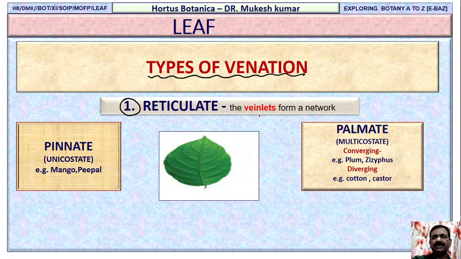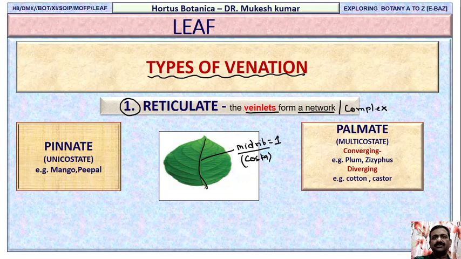In reticulate venation, the veinlets form a network. They form a complex structure. The complexity of veinlets is there. See, this is the given diagram of your NCERT. What you find here is the midrib. When we talk about their number, this is 1. If the midrib is 1, the midrib is also called costa, as I just told you. So the number of costa is 1.